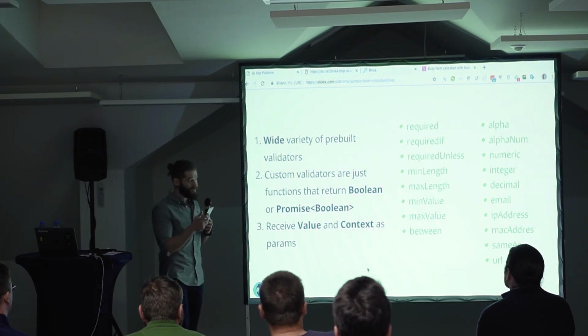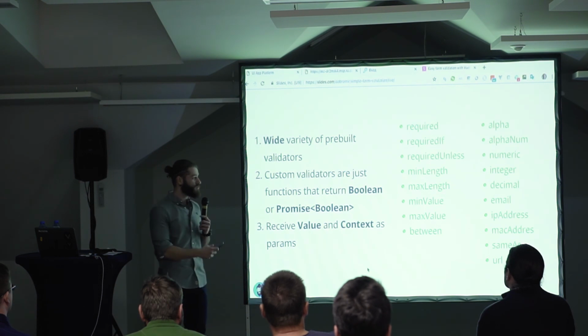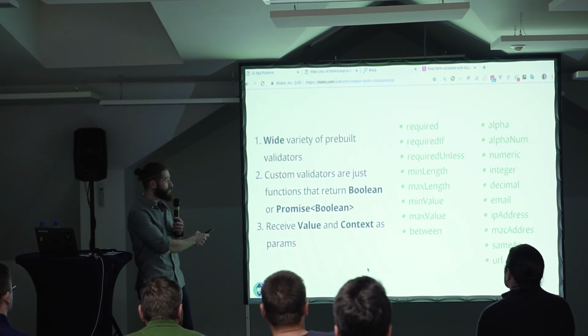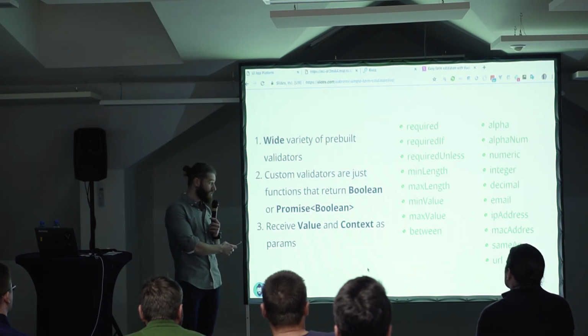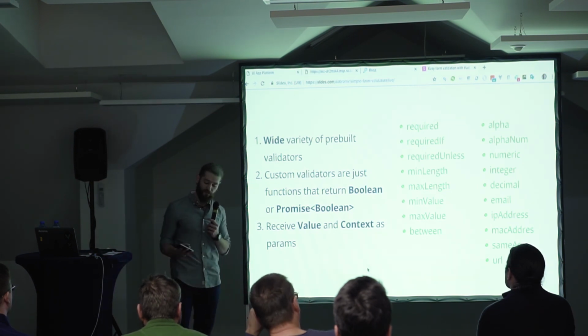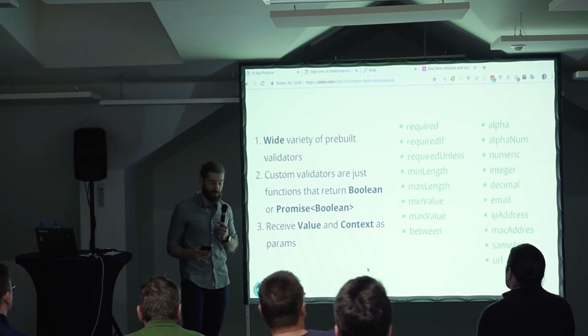Although, if you really need something specific, custom validators are just functions that should return either a Boolean or a promise resolving a Boolean. And they receive the value of the field that you're trying to validate. And as a second param, they receive the whole component context. So you have your data, you have your computed properties, you have your methods, you have everything.